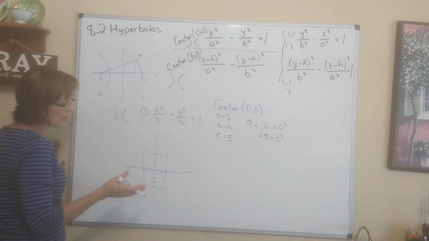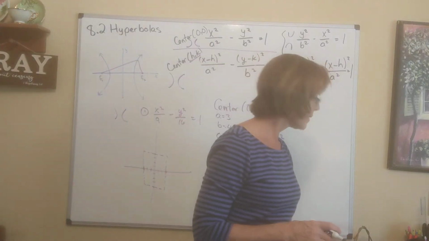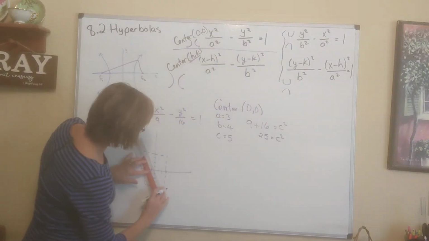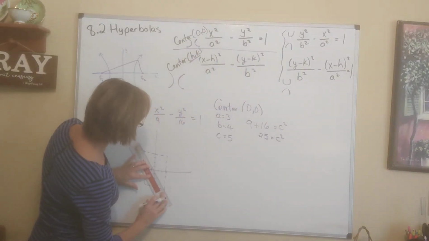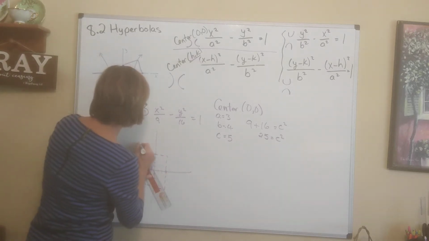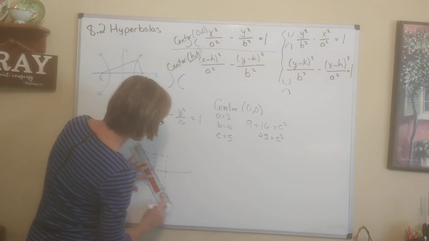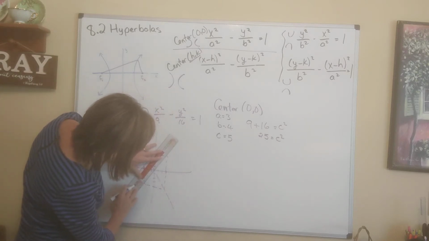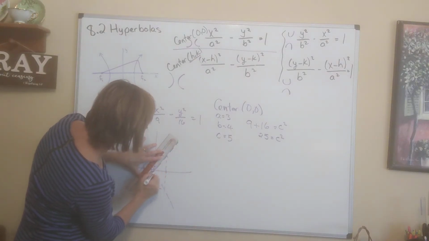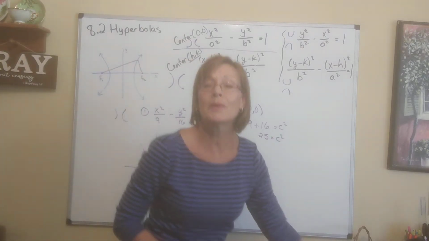Now what this helps us do is sketch the asymptotes. There are 2 asymptotes associated with a hyperbola. Let me find my straight edge. If you draw a line through the diagonal of this rectangle, that is one of the asymptotes. So I'm going to do that. This is one of my asymptotes that my curve will follow. And I'm going to draw it through the other. So far, what I've drawn is not the hyperbola, but it's going to help me form it.